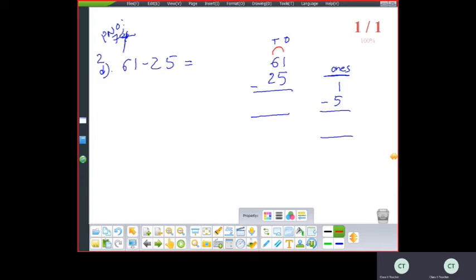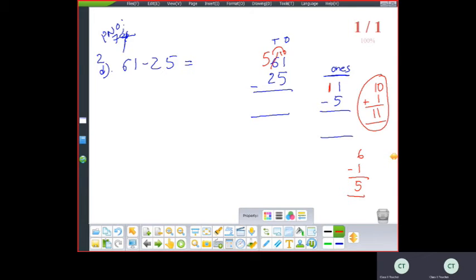From 6 tens we take 1 ten as borrow, which is 10. Now 10 plus 1 is 11. From 6 tens we took 1 ten as borrow, so 6 minus 1 is 5. Now this is 5.